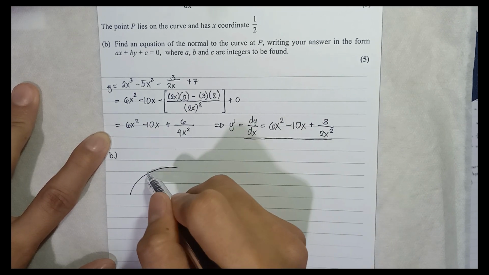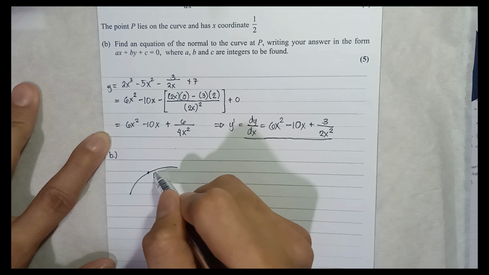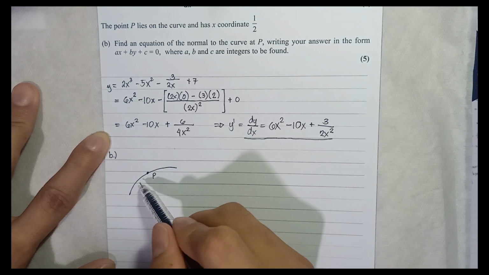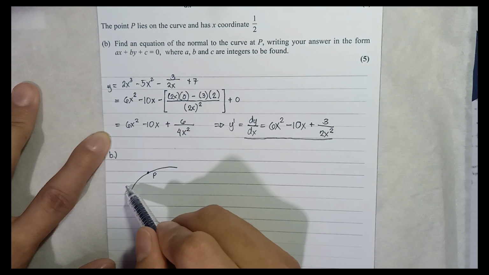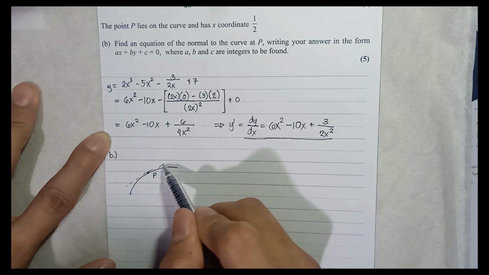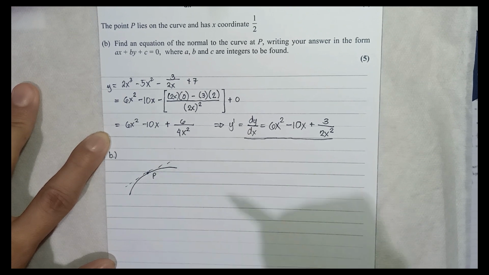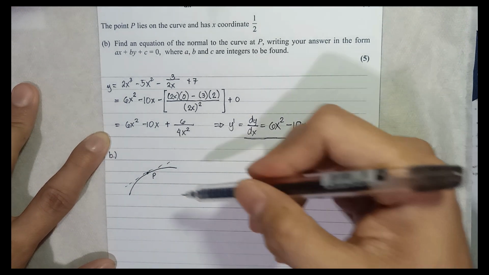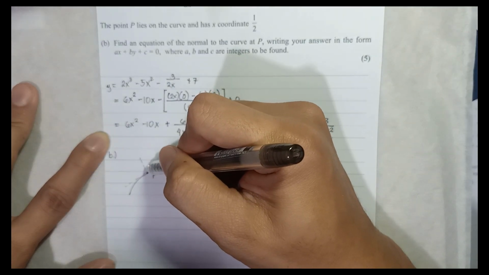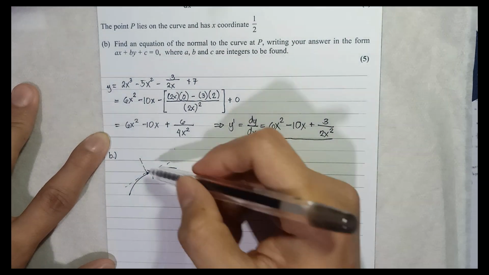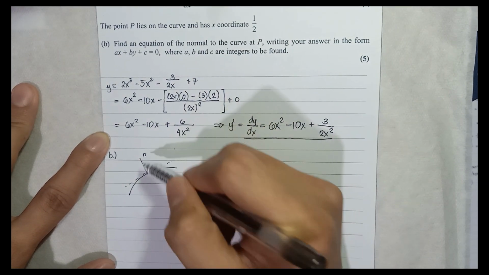Okay, and let's say this is point P. So the tangent line to this curve will be a line that touches point P. So that's the point of tangency. And the normal line will be a line perpendicular to that at that given point. So this is the normal line that we are looking for.